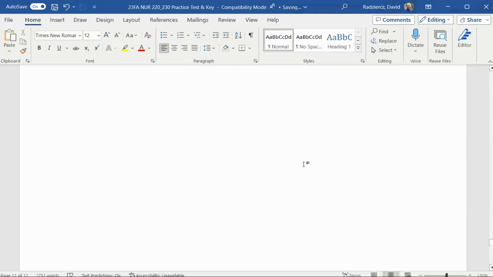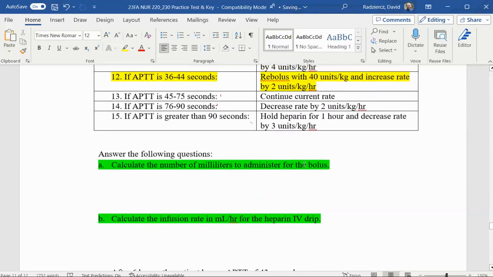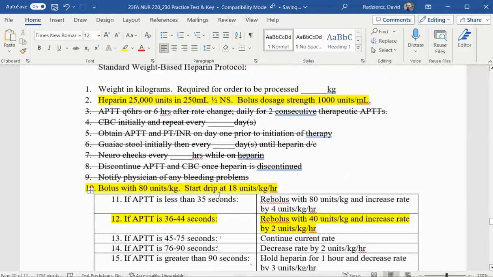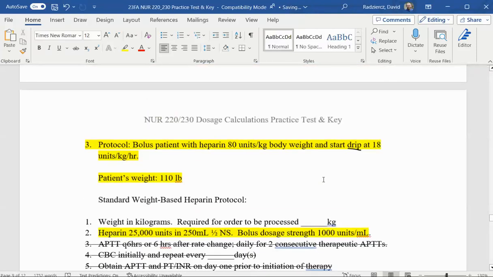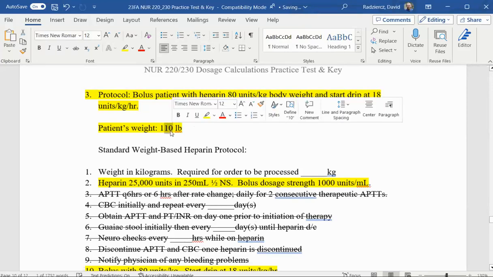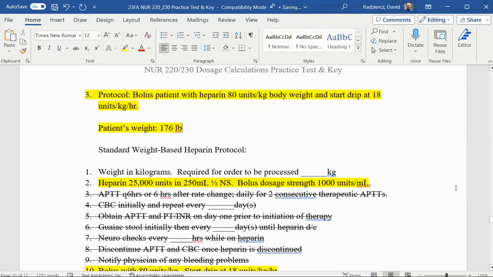So this series of questions, now that I'm changing all this, the key is going to change up a little bit, just so you know. You come back and you're like, why is the key different? Well, the key's different because I changed a lot of the things here. So let's make this someone is 176 pounds. Okay.